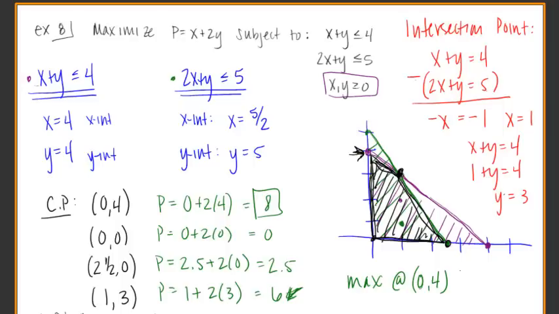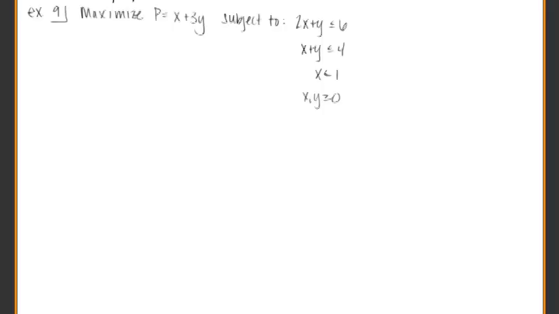So let's go try this one more time. Let's go to example number 9. And with this example, we're going to do exactly the same steps we did before. Start with all of our inequalities, and we're going to want to find their intercepts. So 2x plus y is less than or equal to 6. For the x-intercept, just cover up the y's. So it says 2x equals 6 or x equals 3. For the y-intercept, we're going to cover up the x's. So if the x's go away, you'll just get y equals 6.